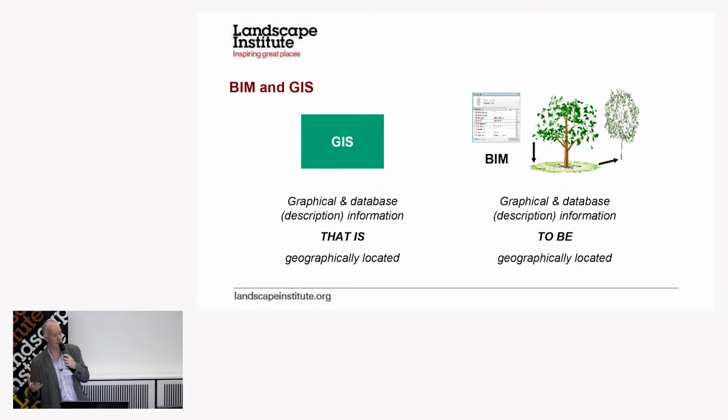If we look at the comparisons between GIS and BIM, effectively, GIS is graphical and database information that is currently describing what's there, or eventually will be there. And that's where BIM and CAD comes from, because we're actually designing things that will be there in the future. So it's still graphical, it's still database, it's still information. The only difference between CAD and GIS is really that GIS is what is there, CAD is what will be there in the future.